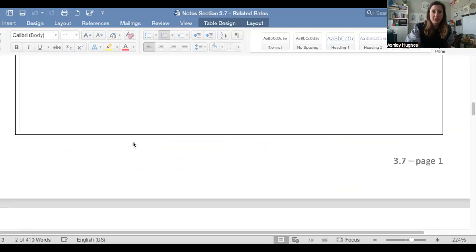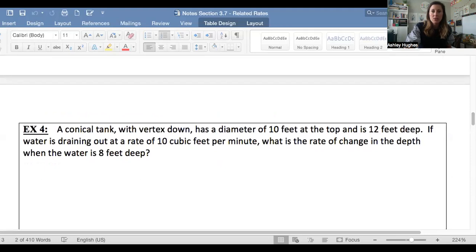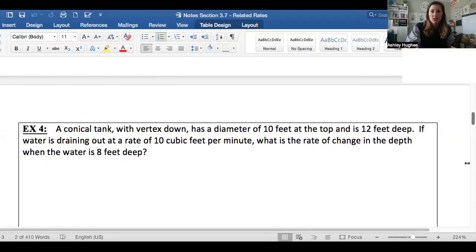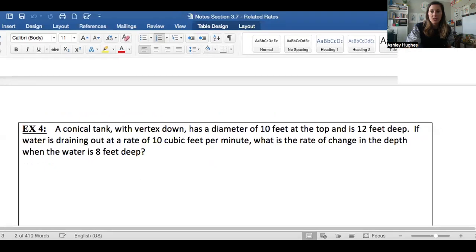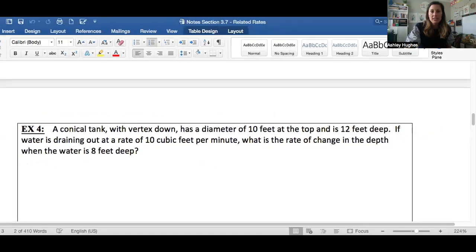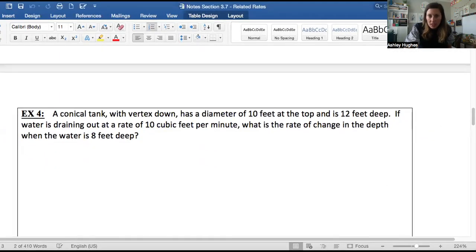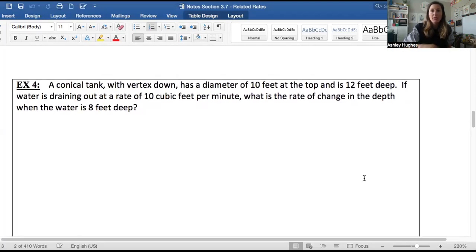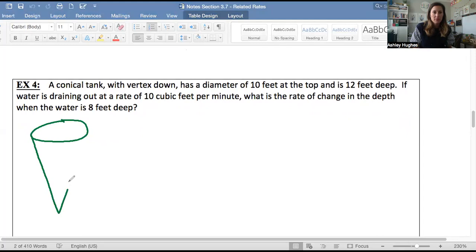Let's do another one. A conical tank, these conical ones are always a little tricky. A conical tank has vertex down. It has a diameter of 10 feet at the top, and it's 12 feet deep. So this one is helpful to draw a picture. So I'm going to draw a picture. It says the diameter is 10 feet. And it says that this is 12 feet.